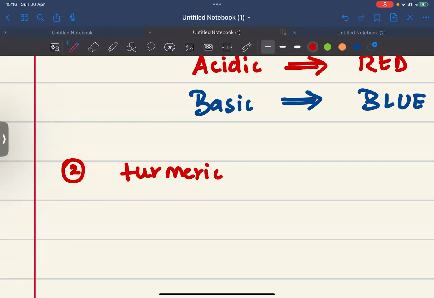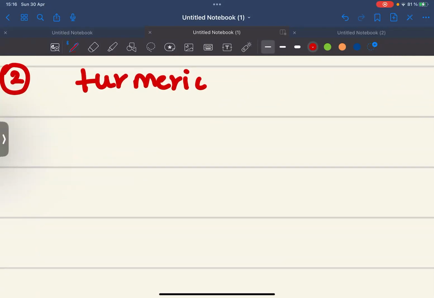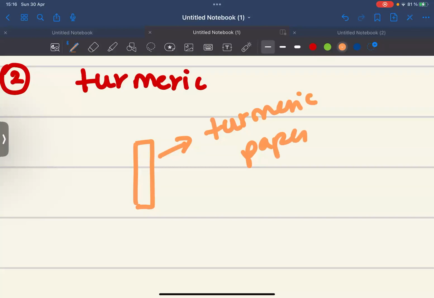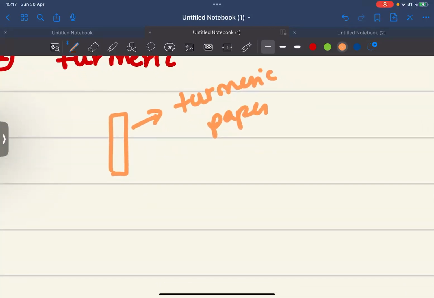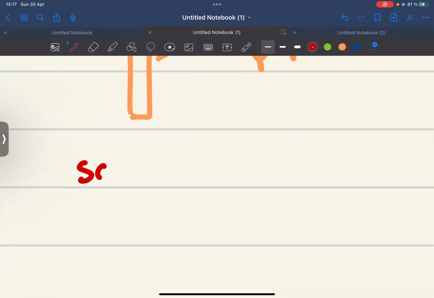Any guesses? Ma'am, can you repeat again? You're taking a piece of paper and blotting it in turmeric. This is the turmeric paper. You're going to add soap solution to it. What color will it change? Any guesses? Blue color. Red color. Red color. Very good. It changes to red color. Why? Ma'am, because the soap is an acidic solution. Okay, so soap is acidic, so it changes into red color.